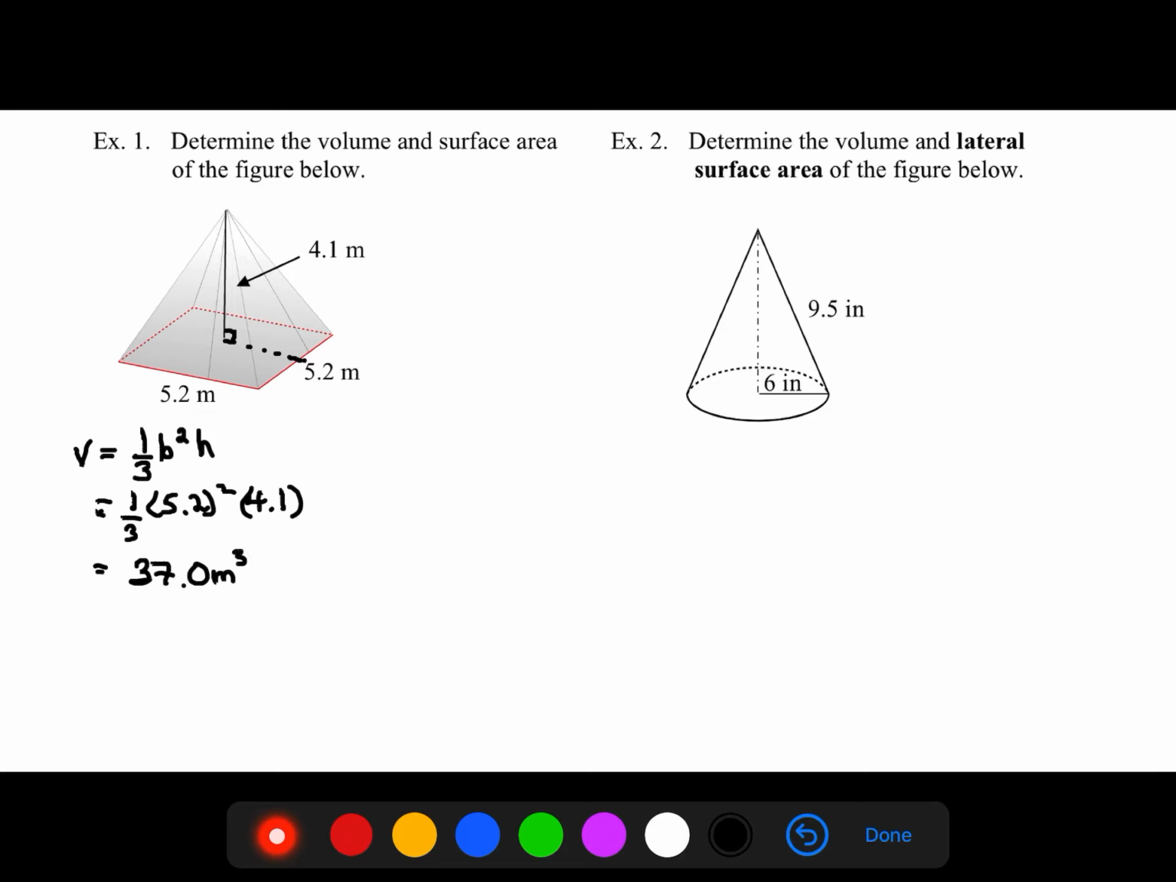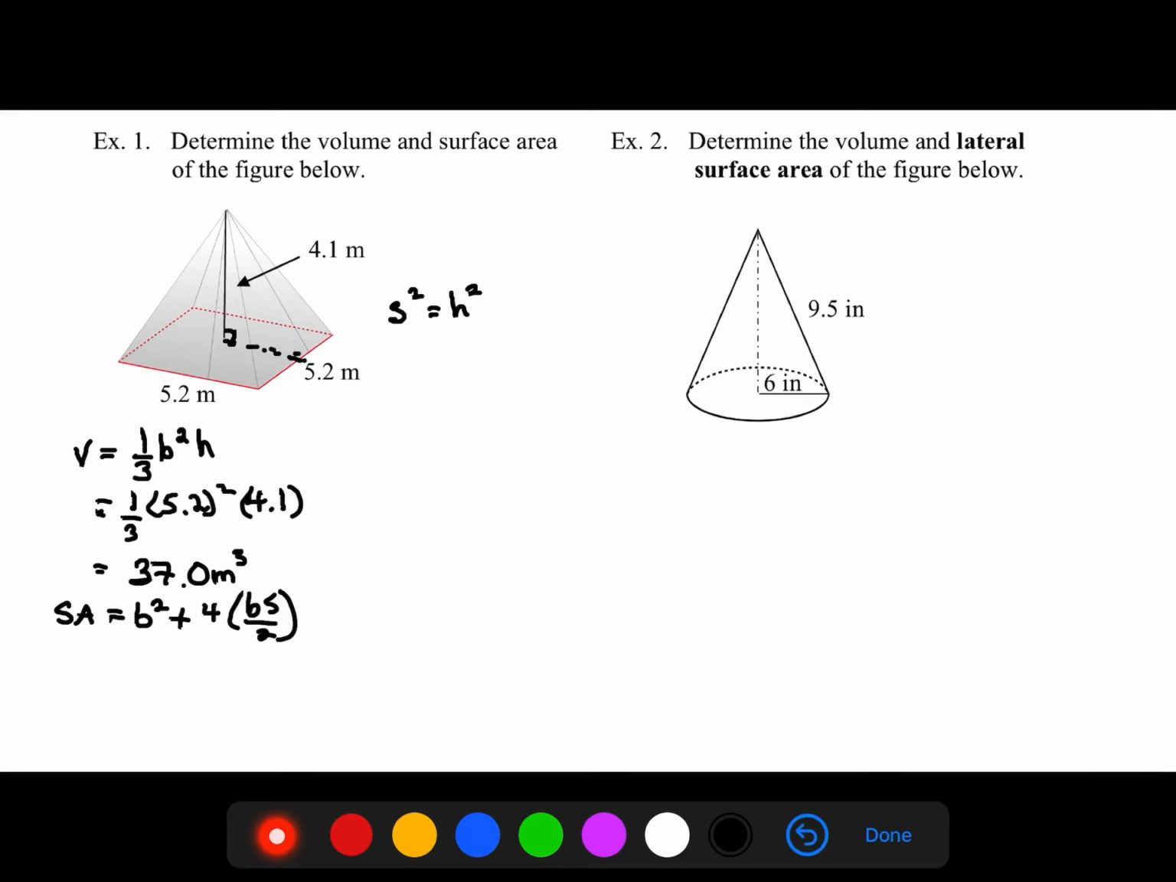Whatever is easiest for you, because we're just multiplying all of those numbers together. So when we do that, rounding to 1 decimal place, we get 37.0 cubic meters. For our surface area, again, starting with our formula, we're going to have base squared plus 4 times base times slant divided by 2.